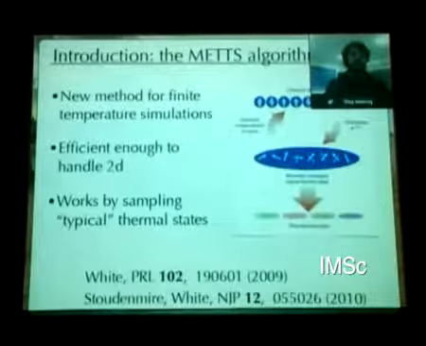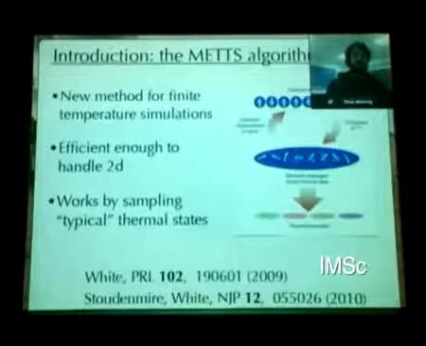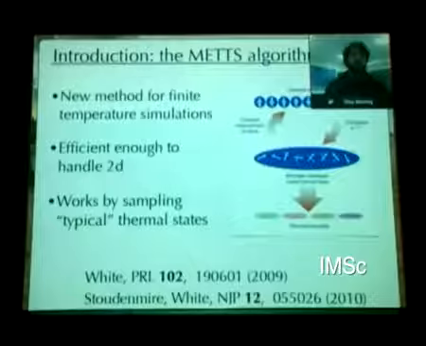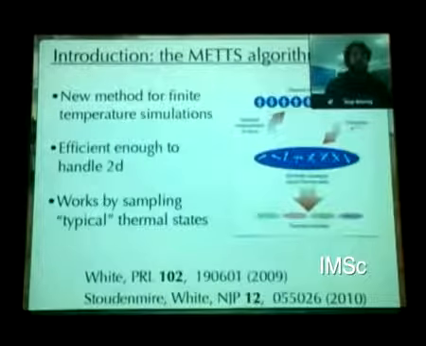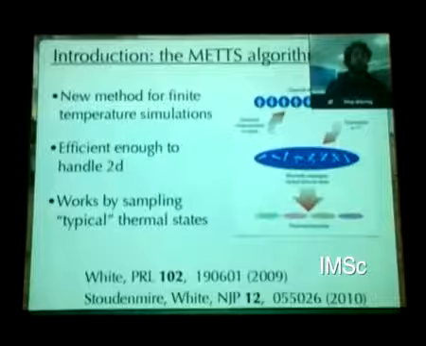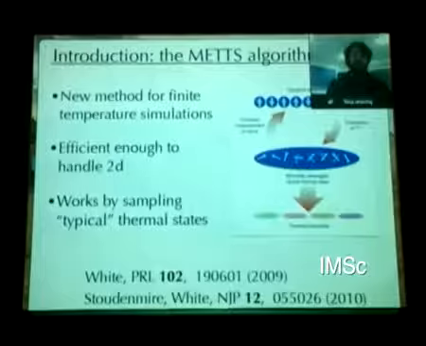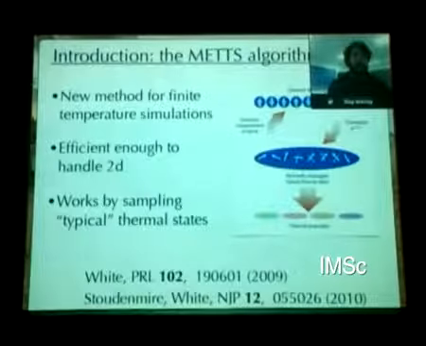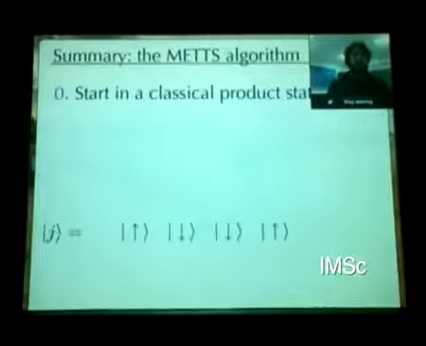This is a method for doing finite temperature simulations, and it's very efficient. It solves many of the efficiency problems that were present in attempts to do finite temperature DMRG, and it actually works as a sampling method, a type of Monte Carlo method, but one that does not have a sign problem. It samples finite temperature states that we call typical thermal states, and this method is described in detail in these two articles below. And these slides will be posted, so you can take down these citations later.